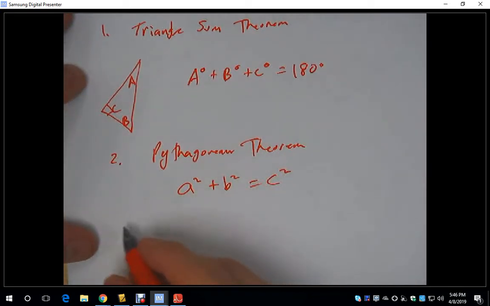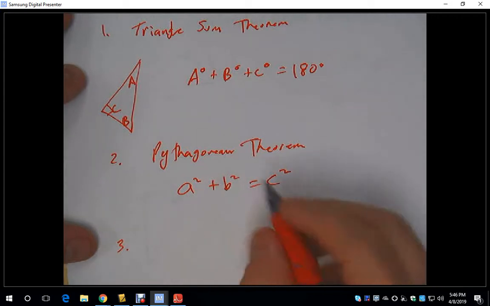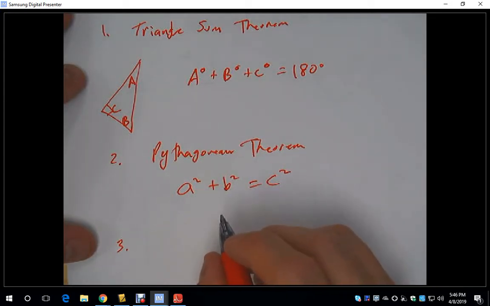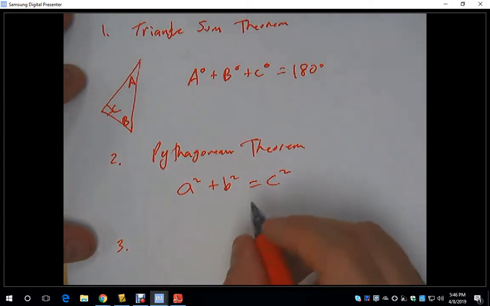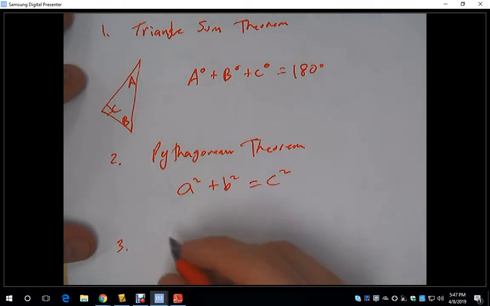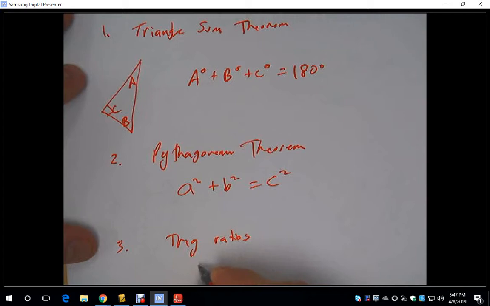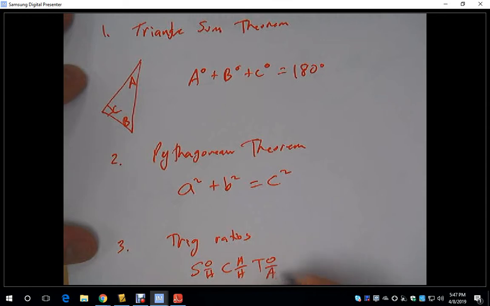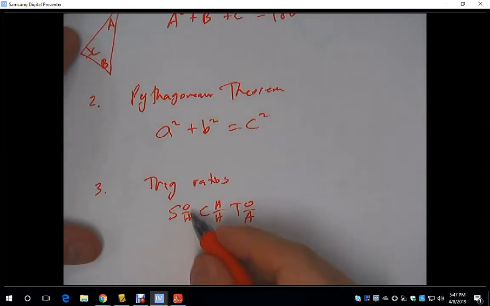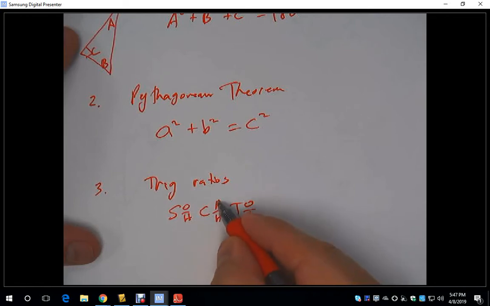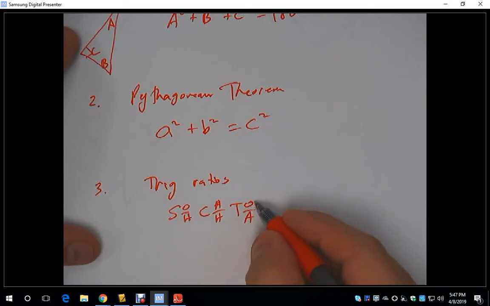And then the last one, especially if I'm given an angle and a side, or I'm given two sides and asked for an angle, then I'm going to use the trig ratios. That's your SOH CAH TOA. Sine is opposite over hypotenuse, cosine is adjacent over hypotenuse, and tangent is opposite over adjacent.